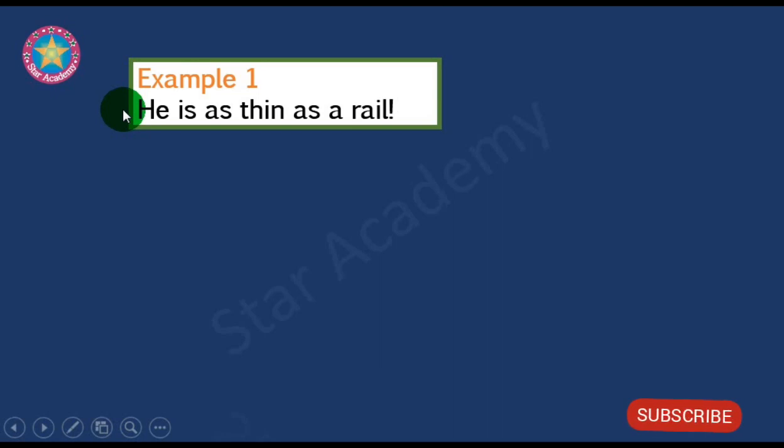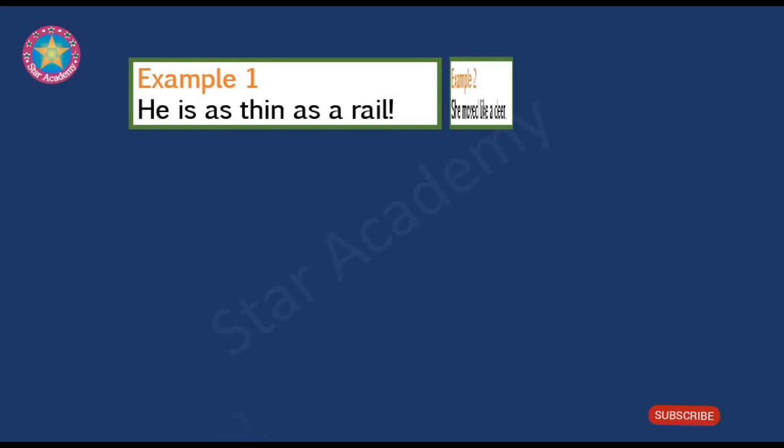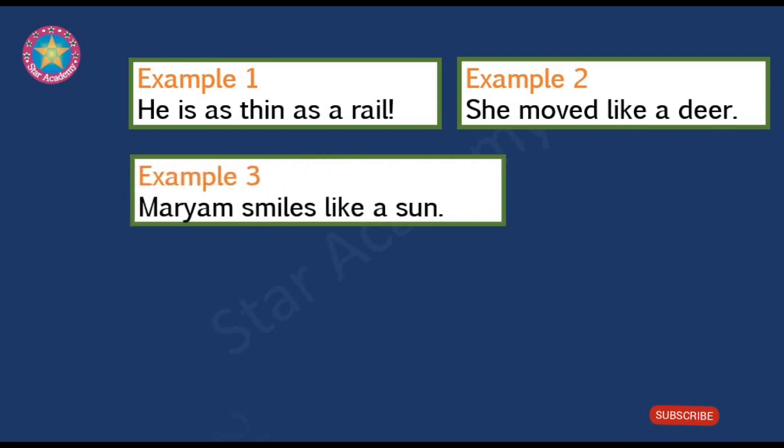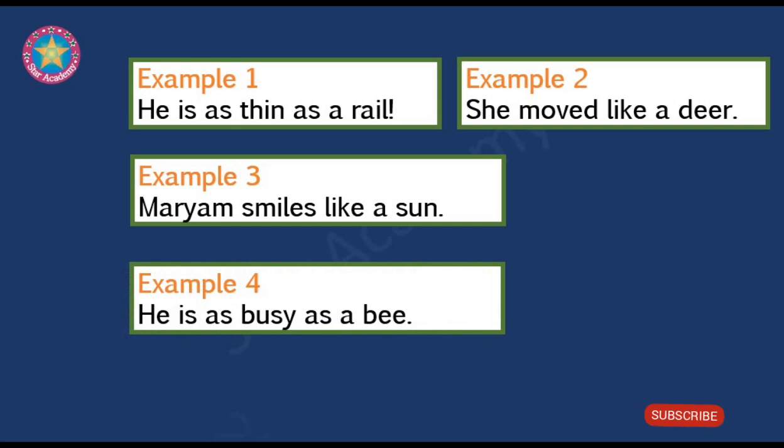There can be no real similarity between a man and a rail, but describing a man as thin as a rail evokes the image of a remarkably thin man, as a rail is a very thin pole. Example number 2. She moved like a deer. In this case, the comparison is much closer. A deer and a person are at least both living creatures, but they are still different enough for it to be a simile. After all, she literally moved just like a deer.